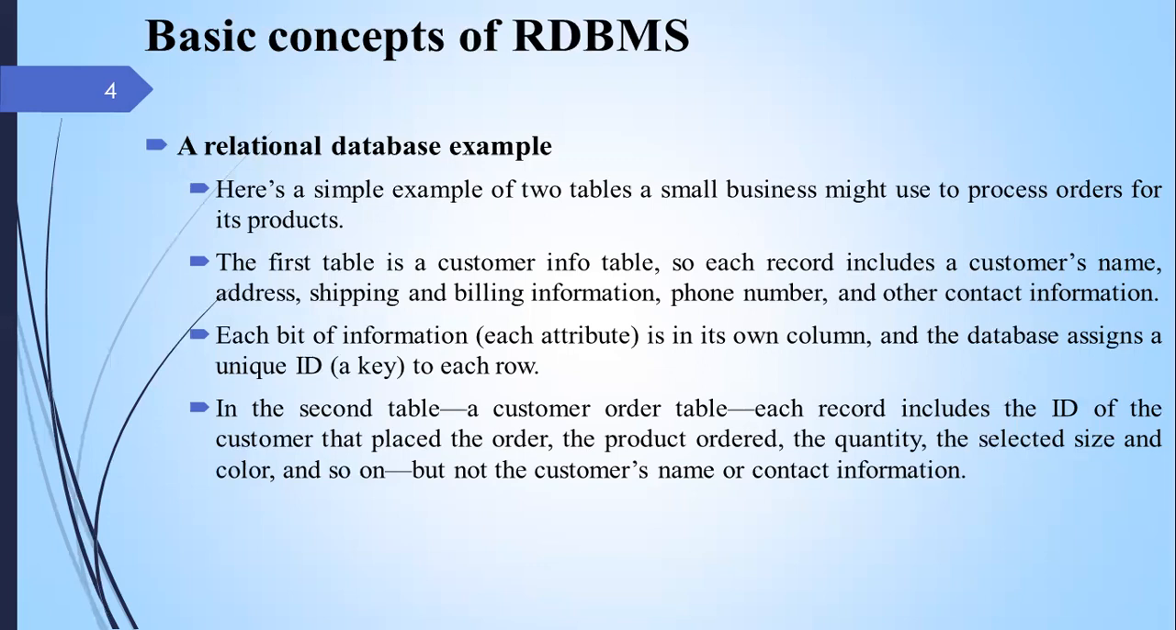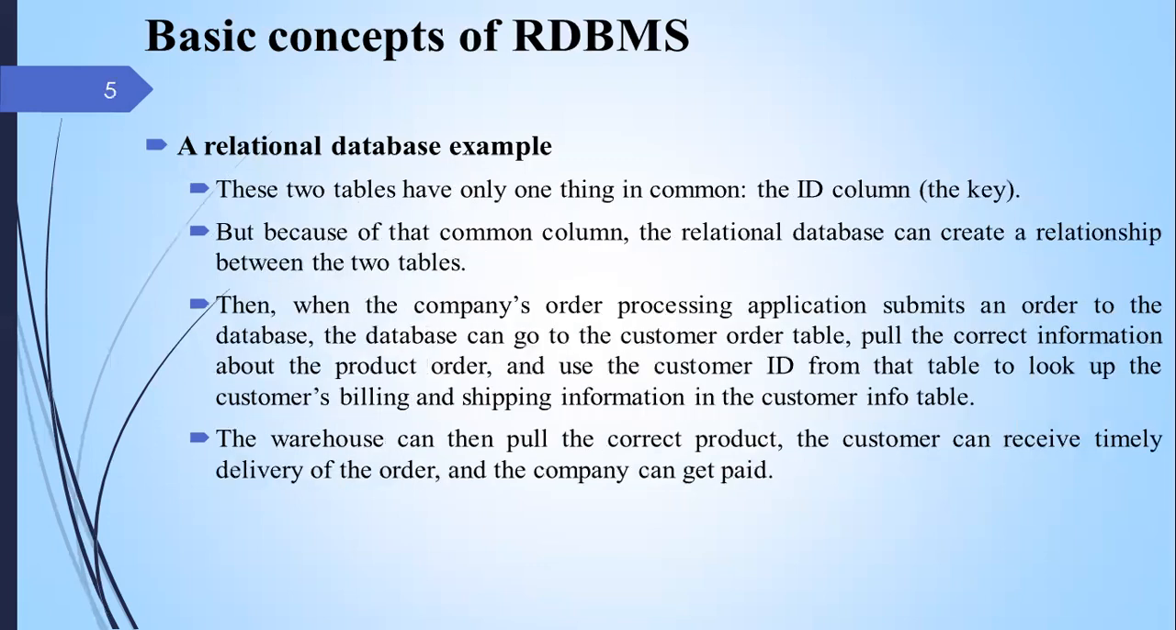Whereas in the second table, the various columns are the product order, quantity, size, color. So only one thing is different between these two tables. The customer name and contact information is not available in the second table. So how is our relational database going to work over here?